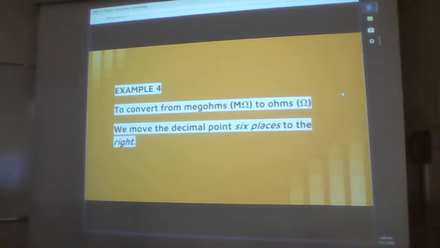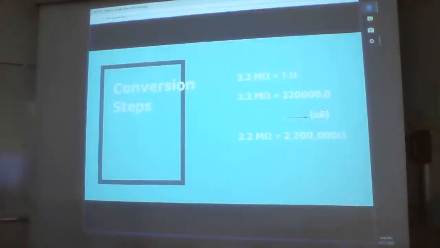If we were multiplying by 1 over 1 millionth, which is micro, we would be multiplying by 0.000001, 6 places to the left.